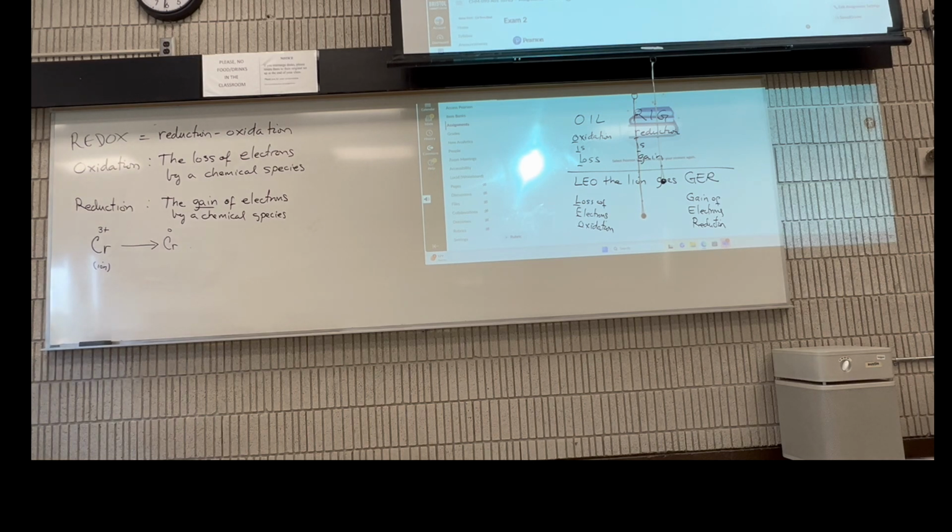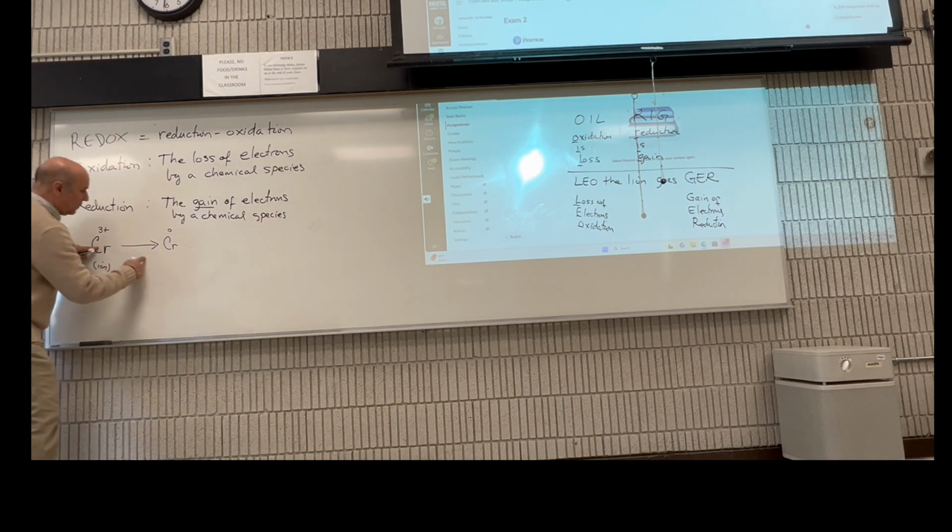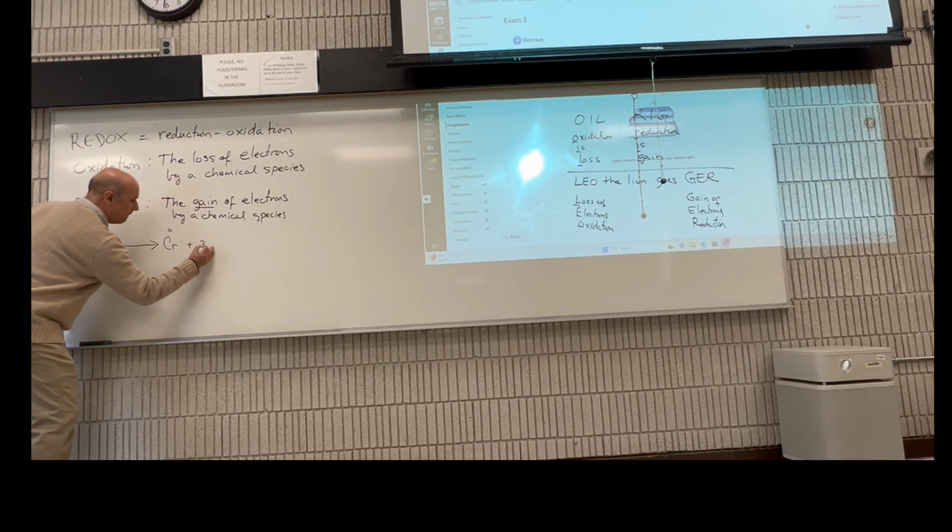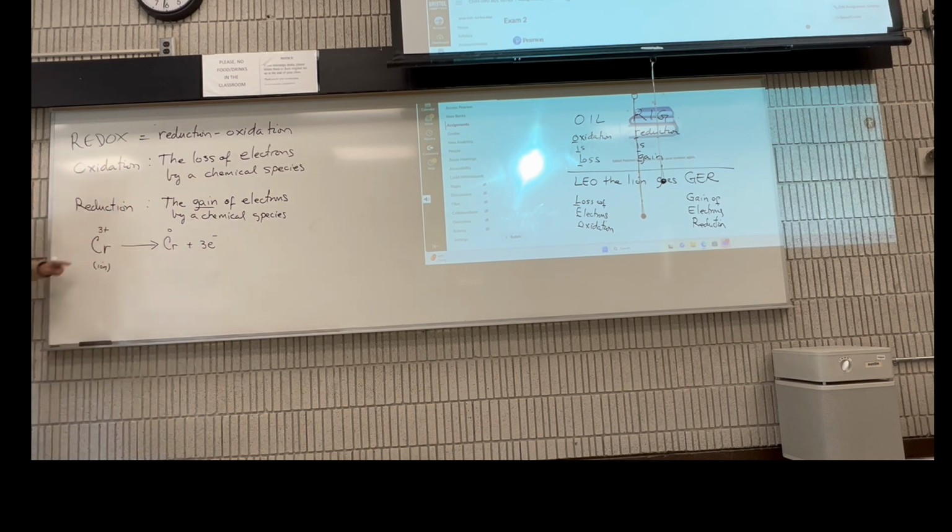How do we go from having a charge of 3+ to a charge of 0? Do we add or remove electrons? So if I take 3 electrons here, let's see what happens. I'm removing 3 electrons from here, adding them to chromium. Does that make sense? Oh, it's the other way around. So we have to be very careful. Let's put it in numbers.